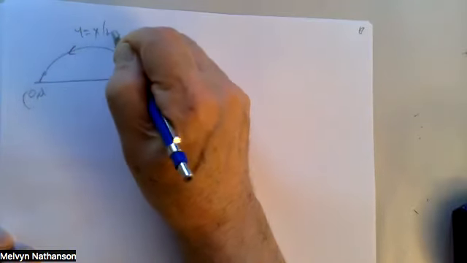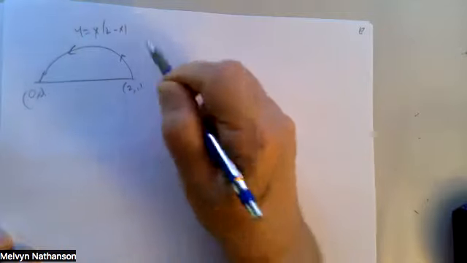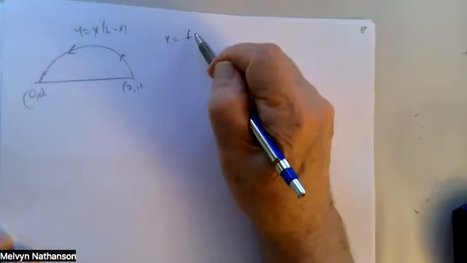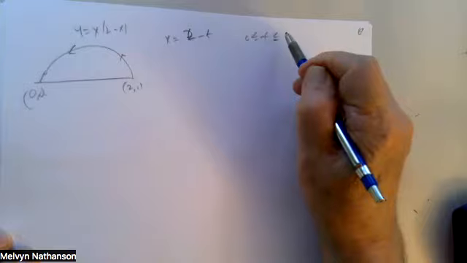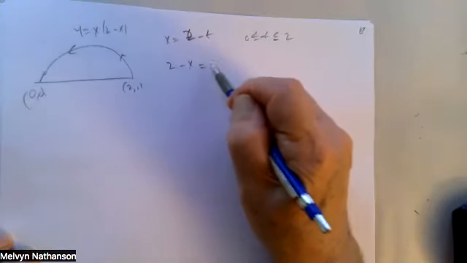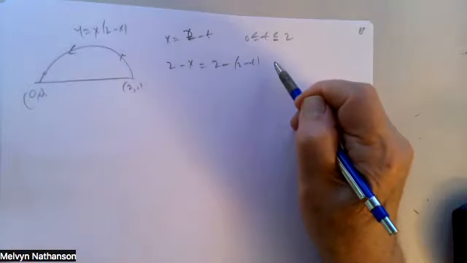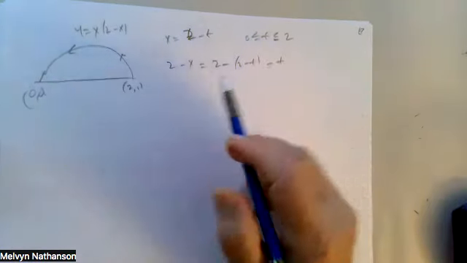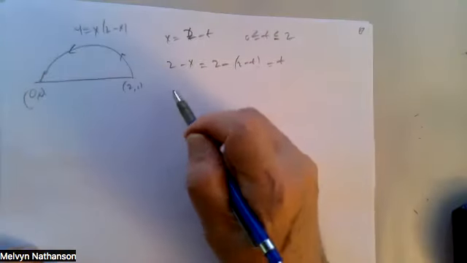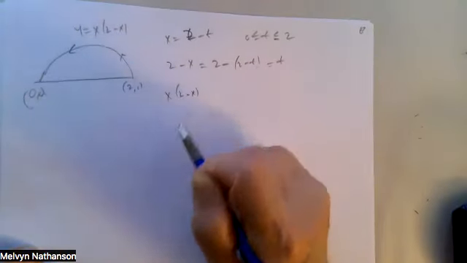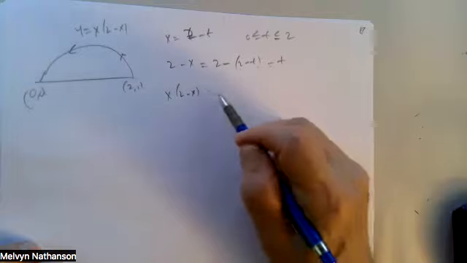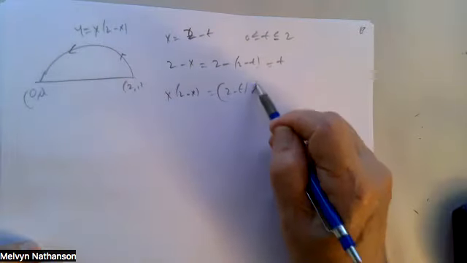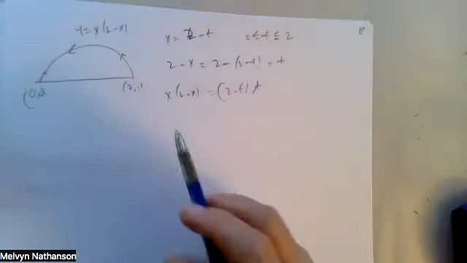So moving around the parabola, y equals x times (2 minus x), where x is equal to 2 minus t, as t goes from 0 to 2. So 2 minus x is 2 minus 2 plus t, which is just t. So x times (2 minus x) is (2 minus t) times t. Let's see, I hope that's correct.